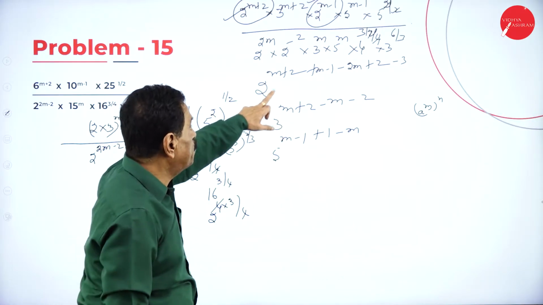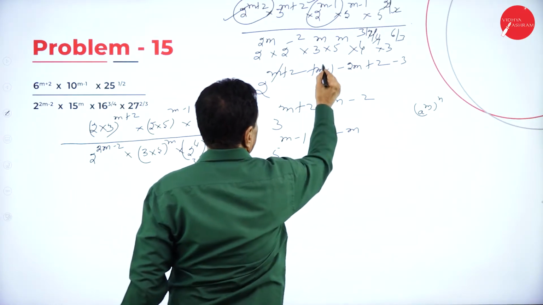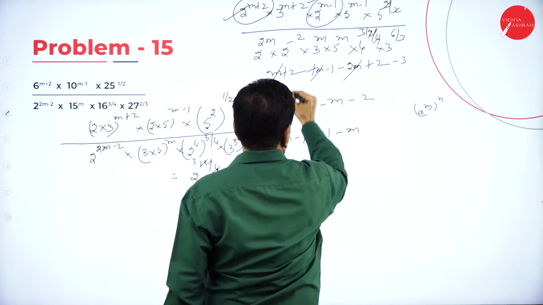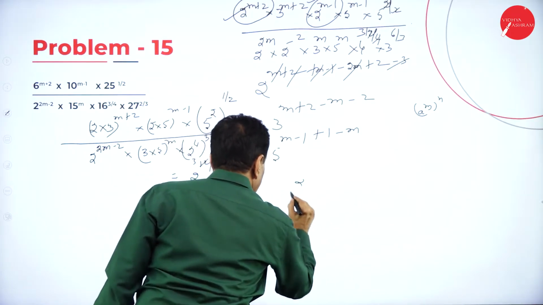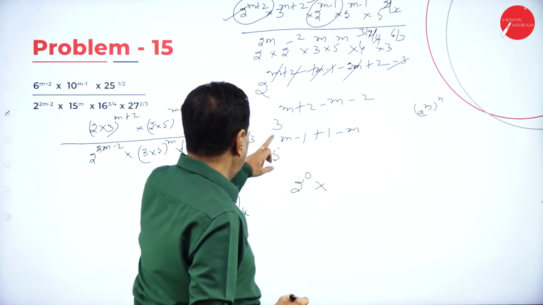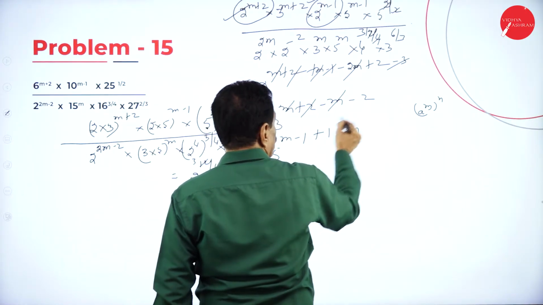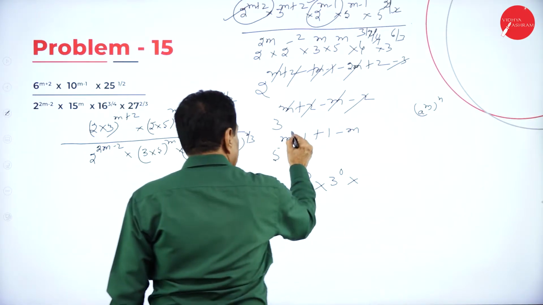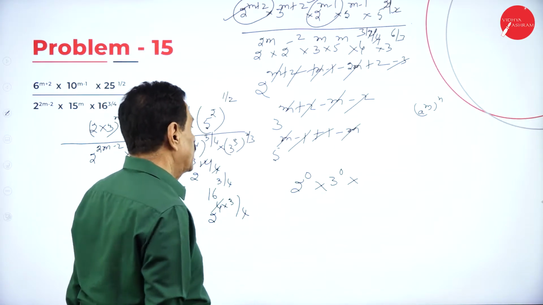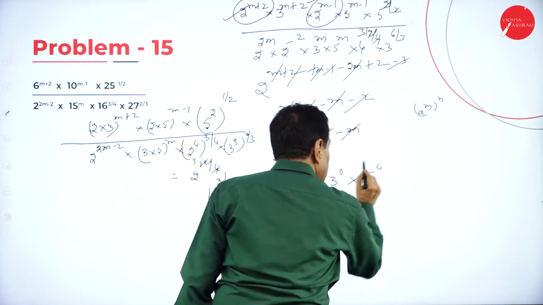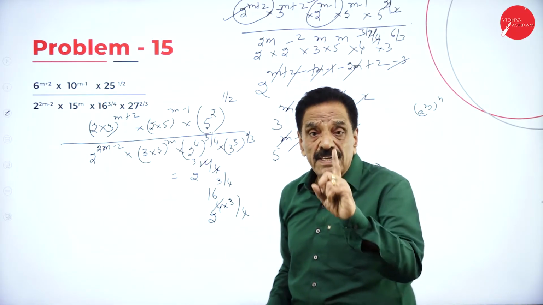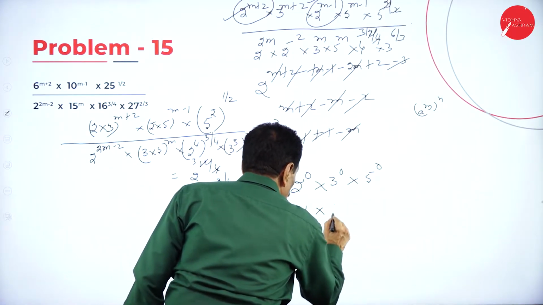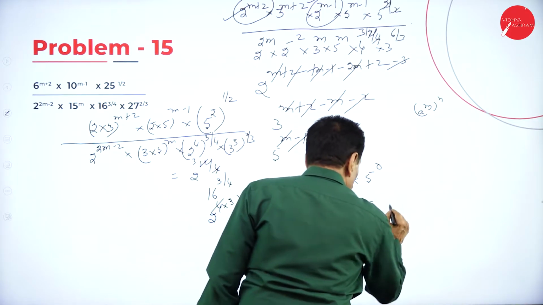See that m plus m is 2m, minus 2m plus 2 plus 4 minus 1 minus 4 cancelled out. This is 2 to the power of 0. Come back here, cancelled out. 2 cancelled out. This is 3 to the power of 0. Cancelled out. 1 cancelled out. It is 5 to the power of 0. Anything to the power of 0 is 1. This is 1 into 1 into 1 is equal to 1.